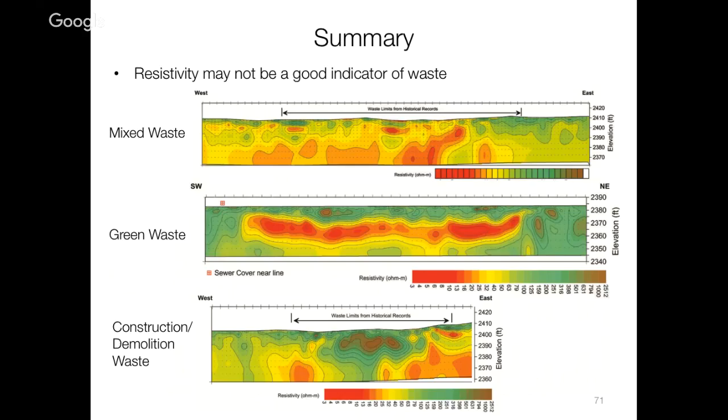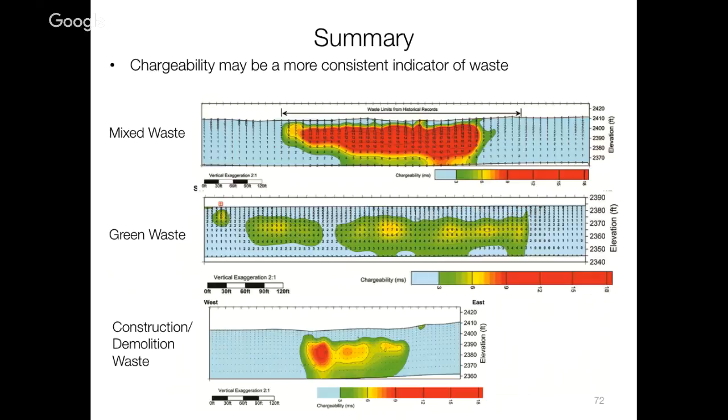So in summary, I just want to say that resistivity is useful, but sometimes you don't know which way it should go, whether it should be resistive or conductive. But IP just might be a more reliable indicator, and certainly using the two of them, you're probably much better off. So if you're going to do DC over a waste dump, make sure you also do the IP.